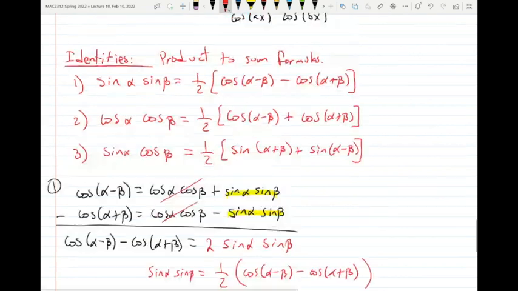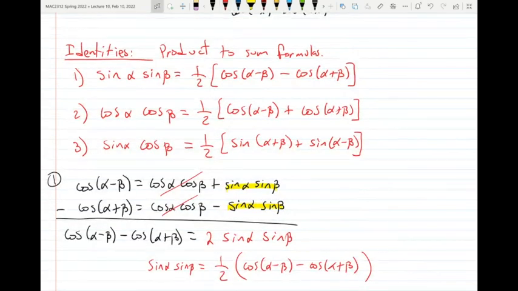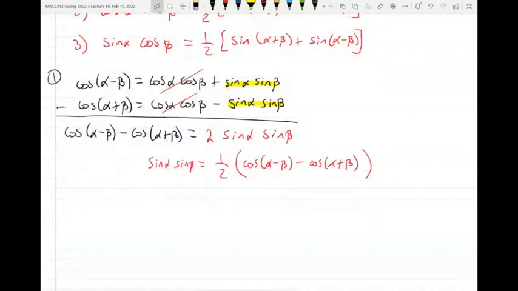Okay? So that's how you get these identities, just playing with the sum and difference formulas of cosine, and for number 3, playing with the sum and difference formulas of sine. That's how you obtain these identities. And you see, there's really nothing deep happening here, so that's why I'm not going to worry. But you need to be aware of their existence. So I'm just going to do an example.